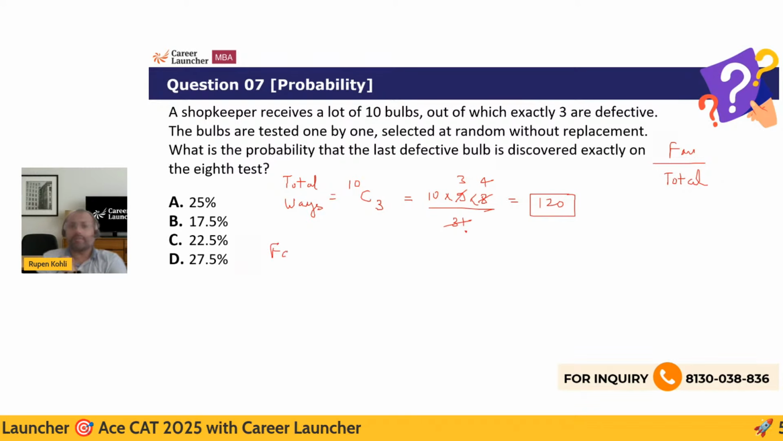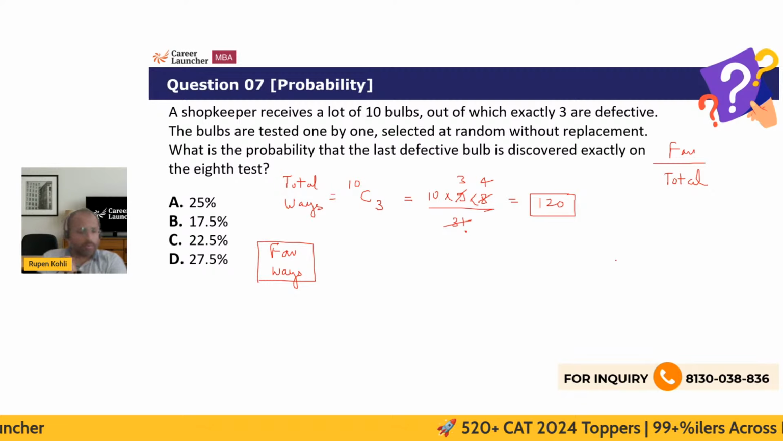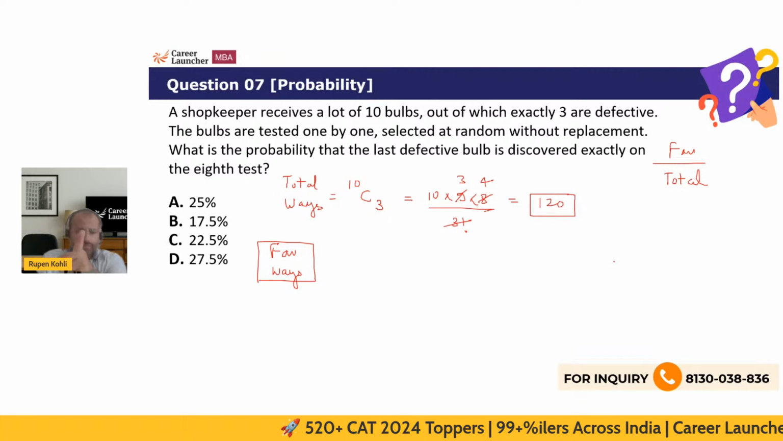Now, what are my favorable ways? My favorable ways correspond to the 8th bulb. Prabhakar, you got this finally. Thank you. Correct.